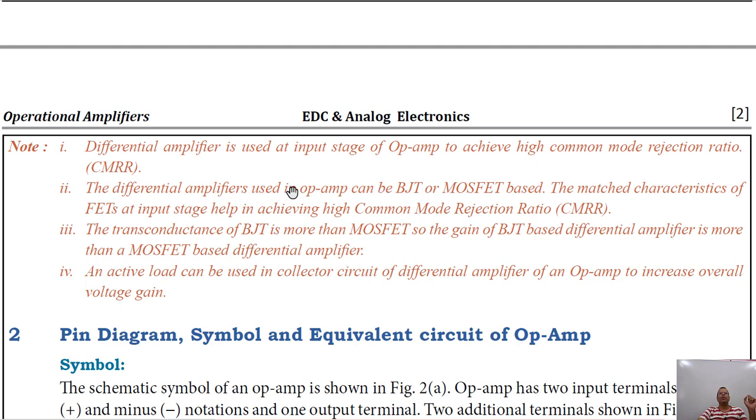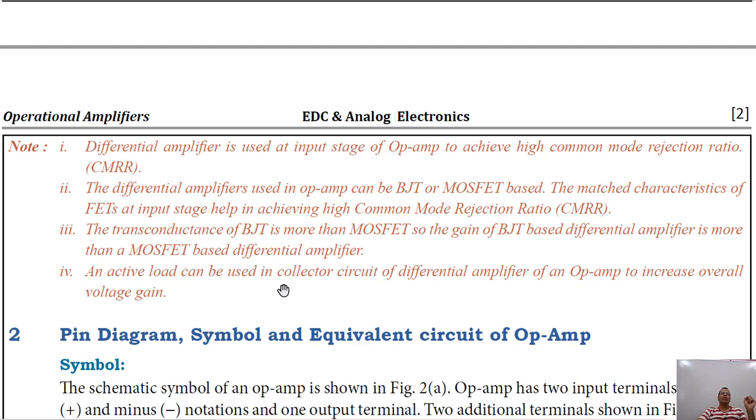The second point, the differential amplifier used in op-amp can be BJT or MOSFET based. The matched characteristics of FET at input stage help in achieving high common mode rejection ratio. So the characteristics of BJT or MOSFETs at the input stage are matched in order to have high common mode rejection ratio. Third point, the transconductance of BJT is more than MOSFET, so the gain of BJT based differential amplifier is more than the gain of MOSFET based differential amplifier. So try to remember this point.